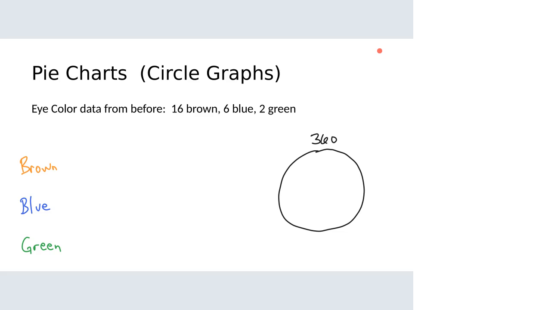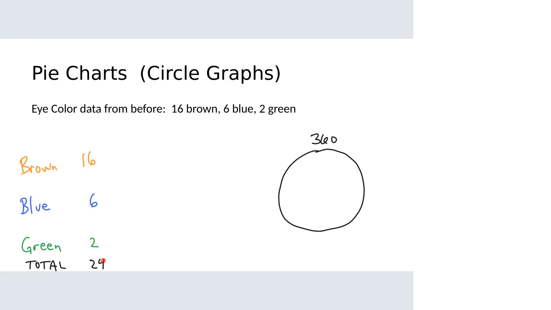So in this data set, I have 16 students with brown eyes. I have 6 students with blue eyes, and I have 2 students with green eyes. In the same way that the total number of degrees is really important to us here, the total number of data points is going to be really important to us here. And that total will be what we get when we add those up. 16 plus 6 would be 22, and 2 more is 24.